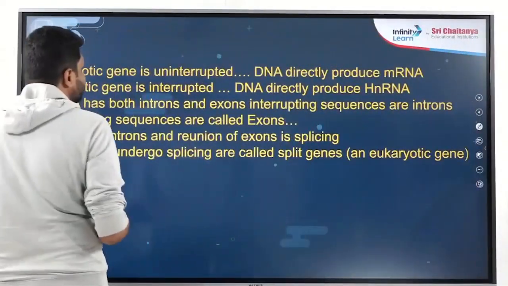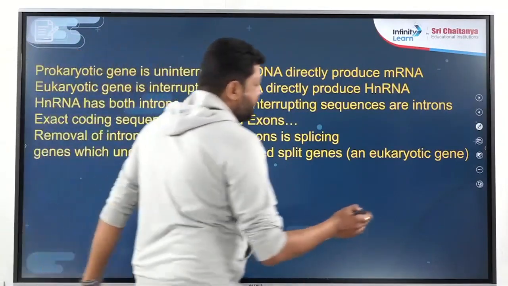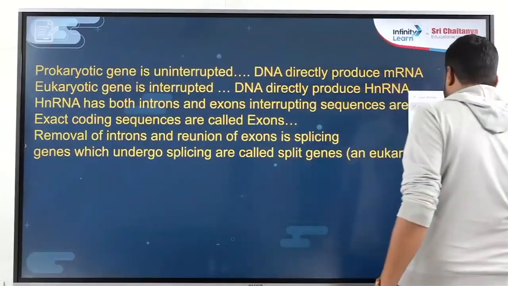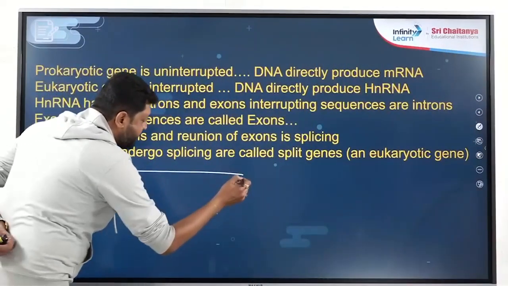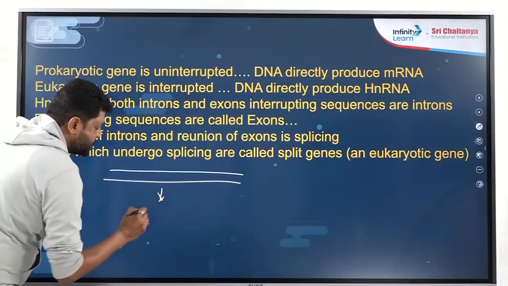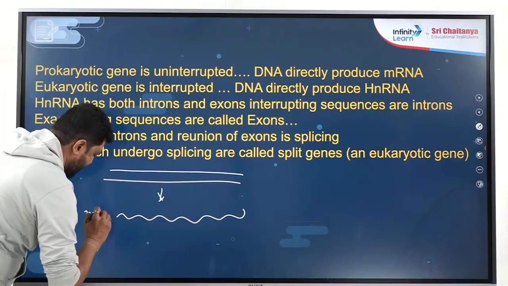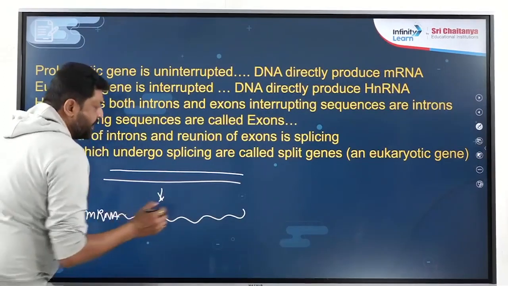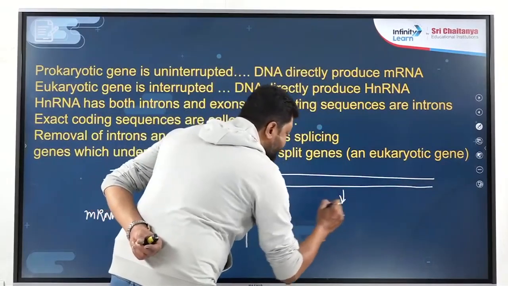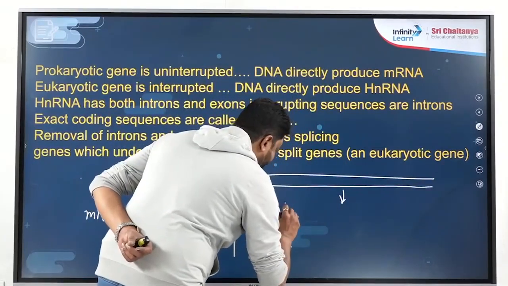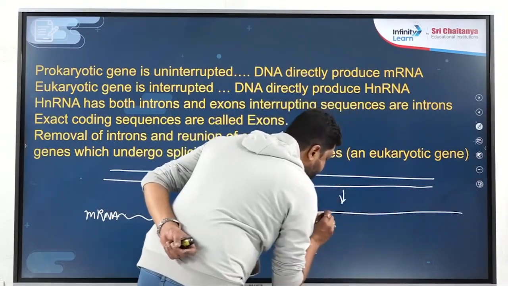Now, prokaryotic gene is uninterrupted. This word has to be discussed clearly. Now, if it is a prokaryotic gene, it will directly produce mRNA. If it is a eukaryotic gene, it first produces hnRNA. You know the definition of hnRNA.